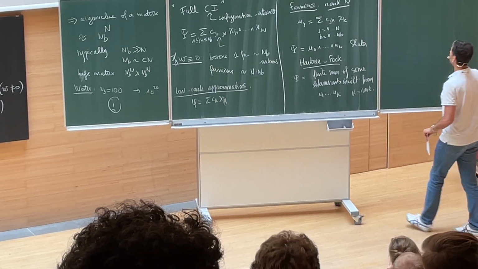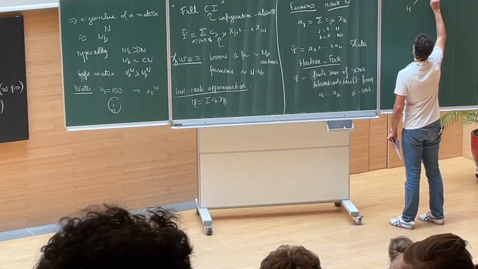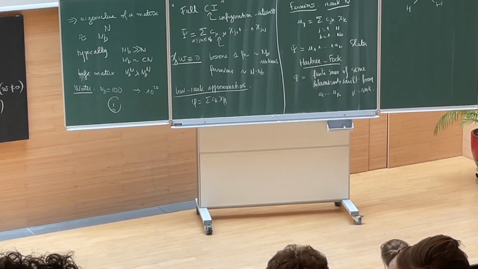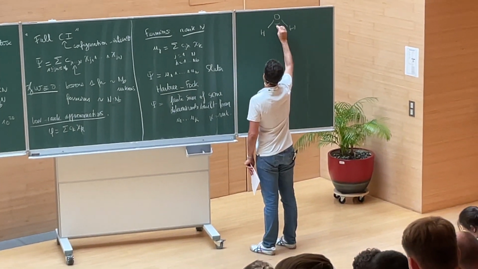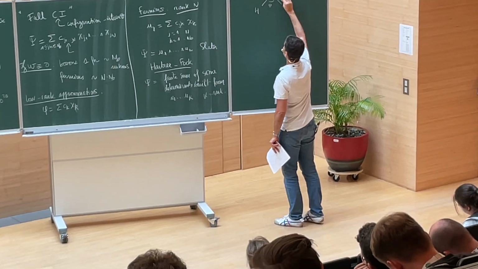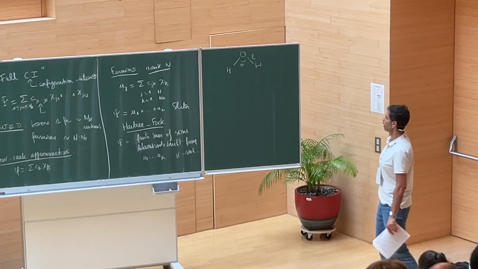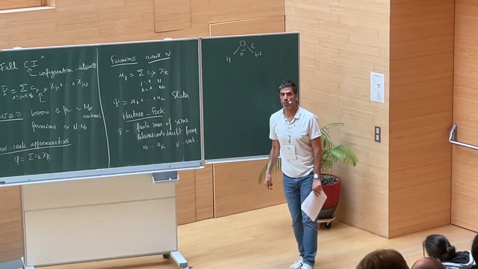So let me give you some examples. Let's look at water again, and let me tell you what you find when you do actual computations. I'm going to discuss the angle theta and the length L of the two bonds. The two lengths are going to be the same.